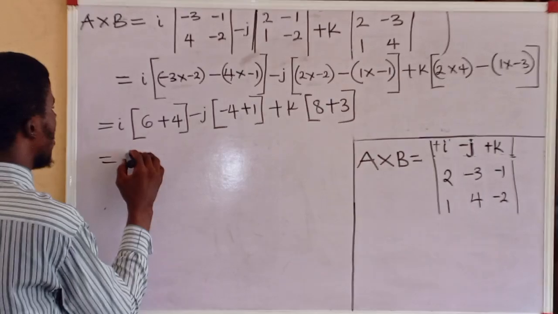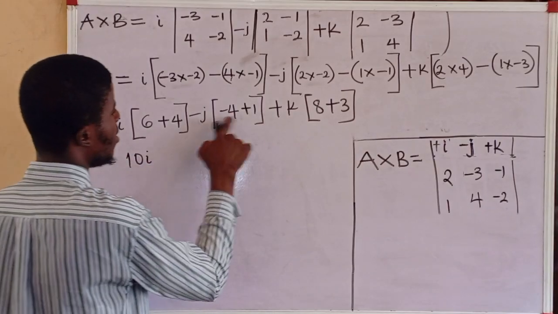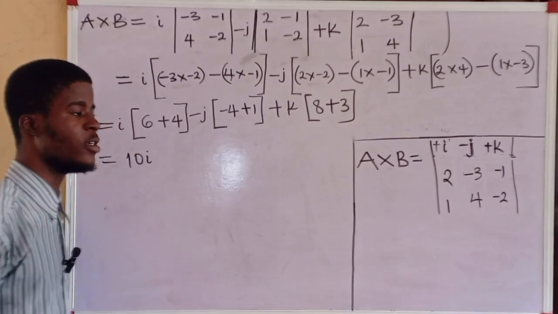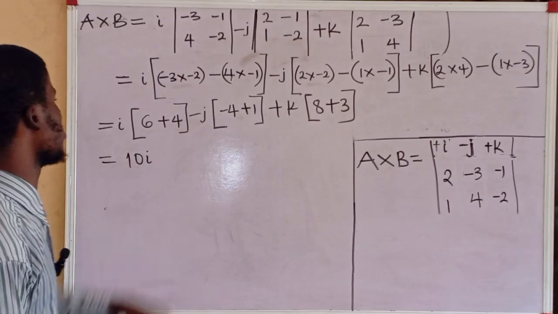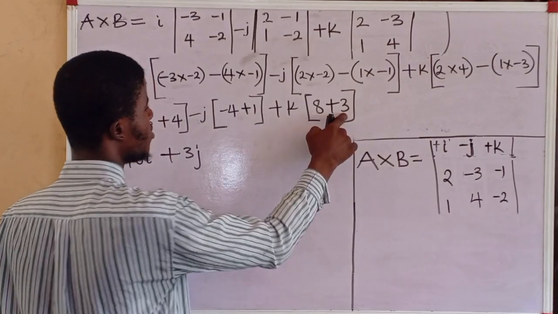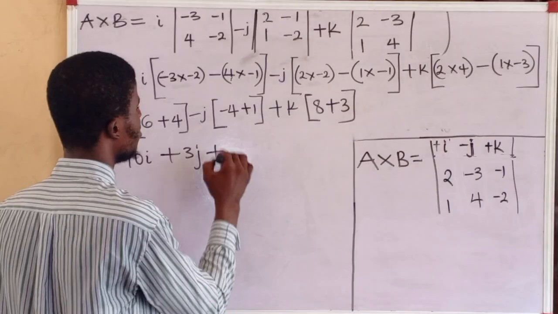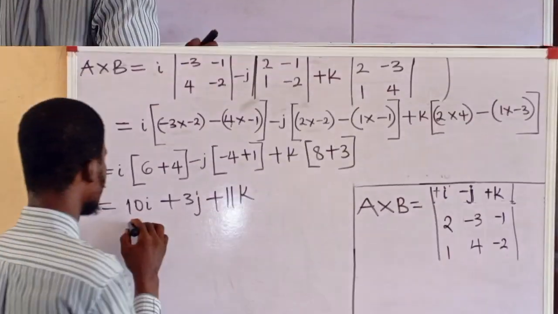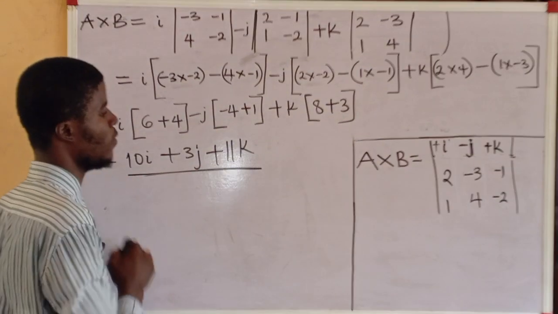So we have 10i. Minus 4 plus 1 is minus 3. Minus 3 times minus j is plus 3j. 8 plus 3 is 11, times k is 11k. This gives the vector product of the two vectors.